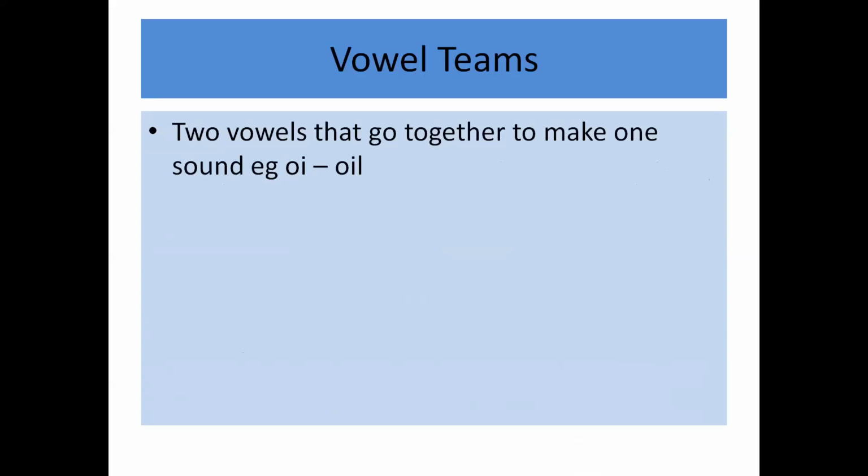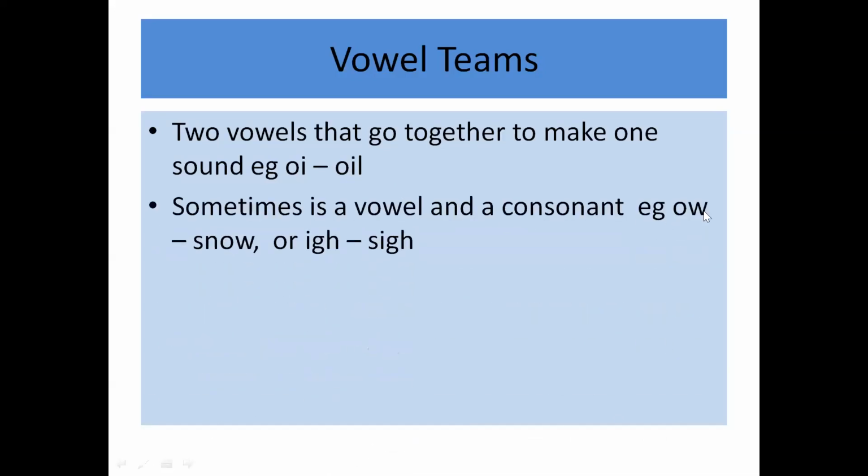Second thing is vowel teams. So these occur when 2 vowels go together and make a new sound. Previously, we talked about when 2 consonants went together, like S and H, and made a new sound, sh, that's a digraph. These vowel teams, we now have two vowels going together and making a new sound. Just like here, O and I go together to make a brand new sound, which is now oi, which exists in a word like oil.